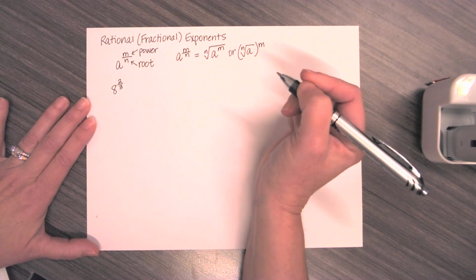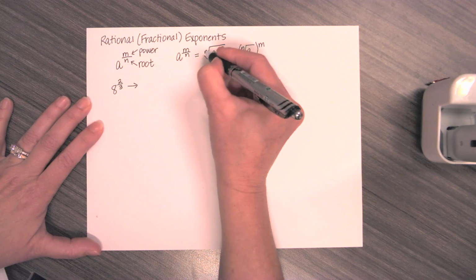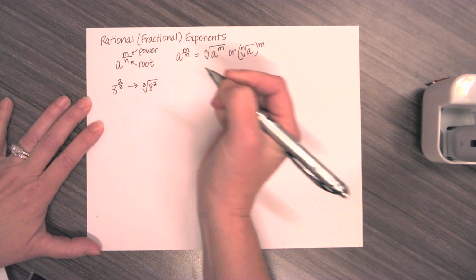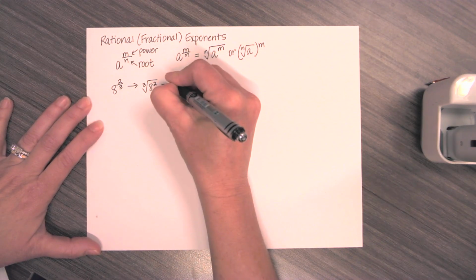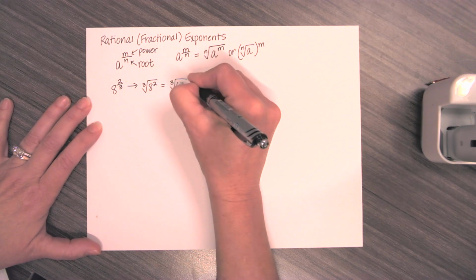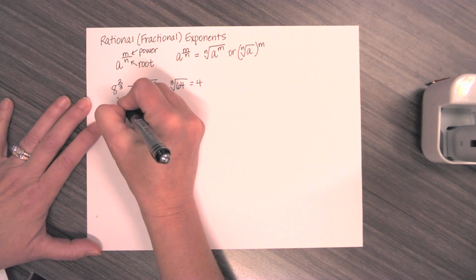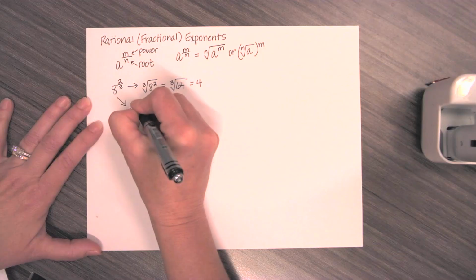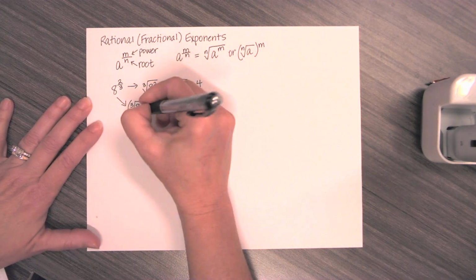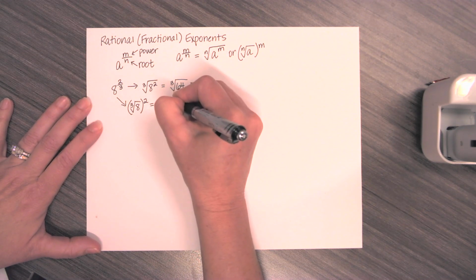8 to the 2/3 power. We can do this, which would be the cube root of 8 squared. We would square the 8 first and get 64, and then take the cube root of that, which would be 4. Or we can do the cube root of 8, get that answer, and then square it. It doesn't matter which order you go in. The cube root of 8 is 2, and then 2 squared is 4.